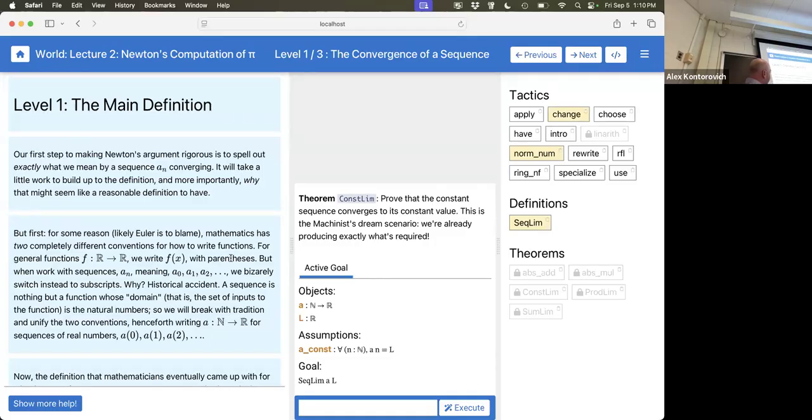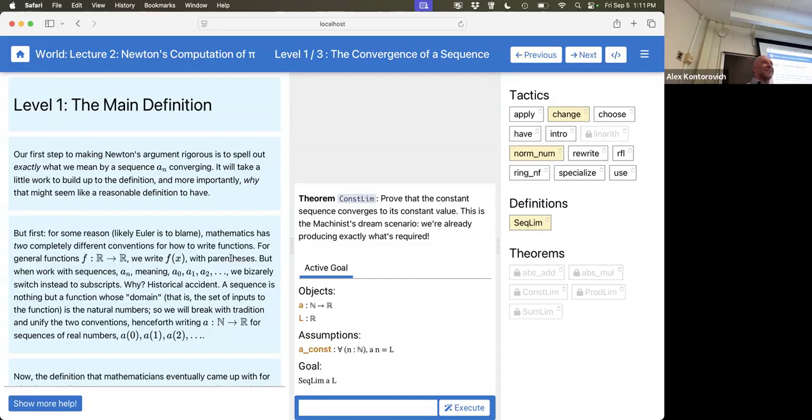Let me give a little aside. Probably Euler is to blame for this. I didn't track it down. When we write functions, we write f parenthesis x parenthesis. And then when we write sequences, we write a sub n. A sub 0, a sub 1, a sub 2, and so on. There's no reason. Why do we have these two conventions?